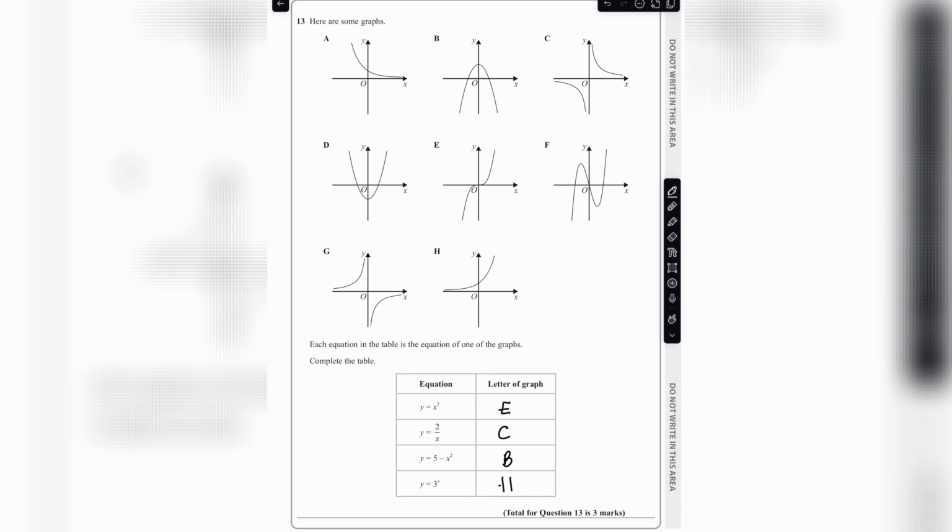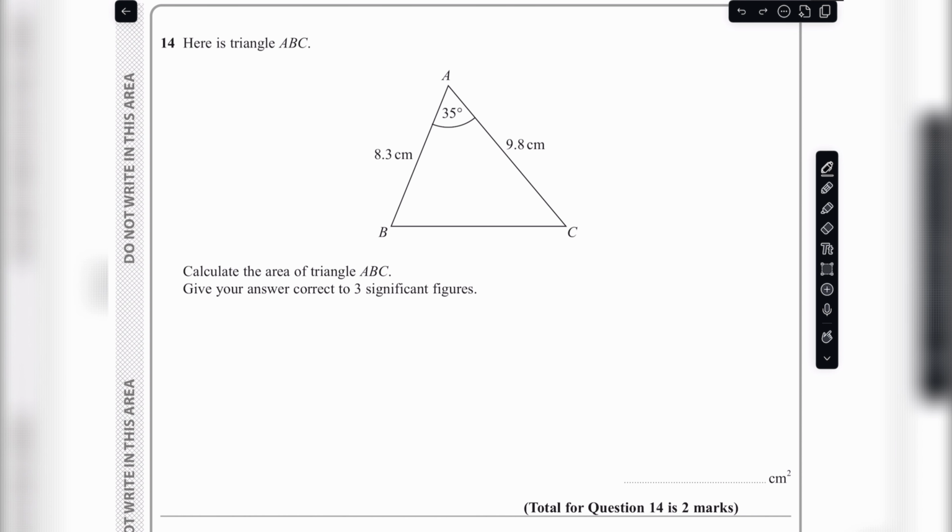In question 14, we are given a triangle ABC. Calculate the area of triangle ABC. Give your answer correct to 3 significant figures. So the area of a triangle can be obtained using the formula a half ab sine C. And using the values in our triangle, we have a value of a, which is 8.3, multiplied by the value of b, which is 9.8, multiplied by sine of our angle, which is 35.